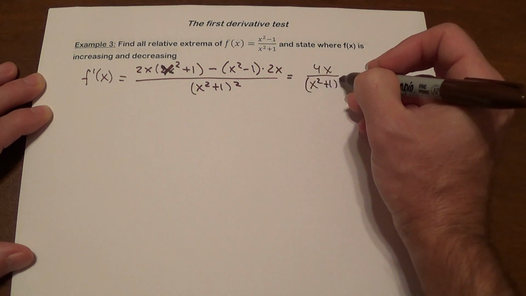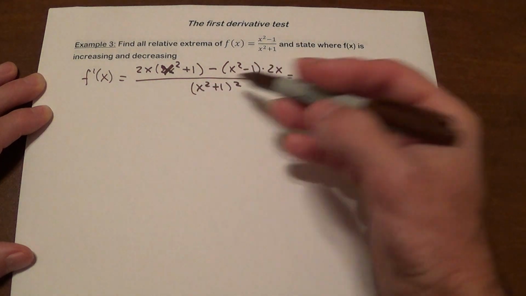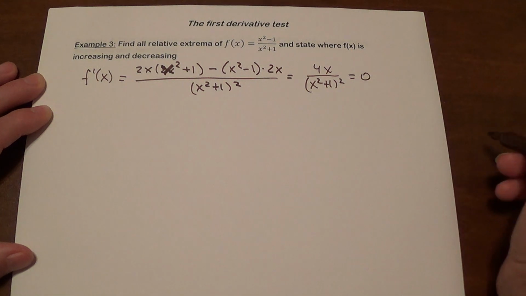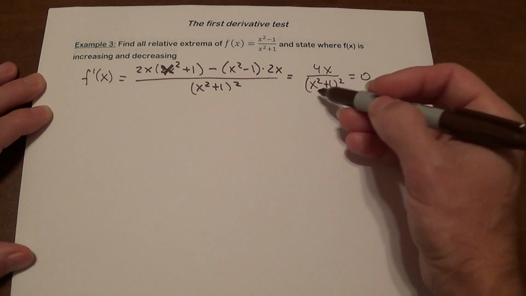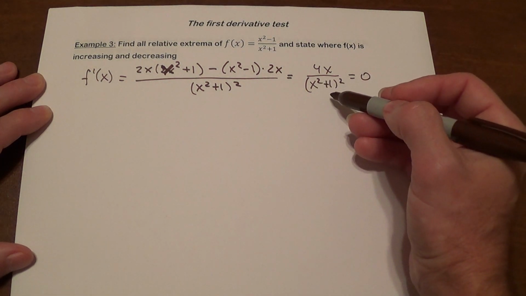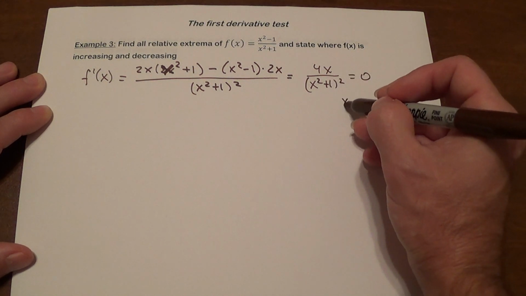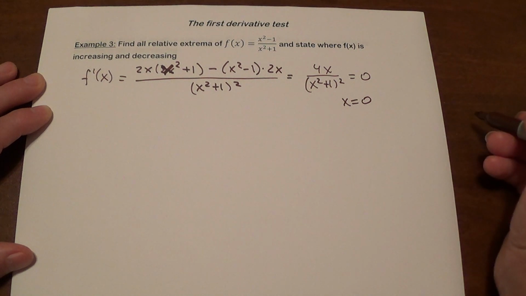I don't want to spend too much time on algebra here. You can check that, distribute, and you will see that 2x cubed is going to cancel. So we set it equal to 0. The denominator will never be 0, so we don't have to worry about any excluded values here, but the numerator can equal 0, and that's going to happen when x equals 0, so that's going to be our critical value.